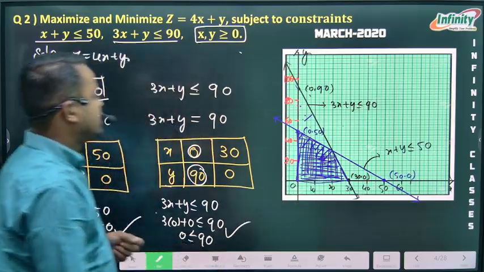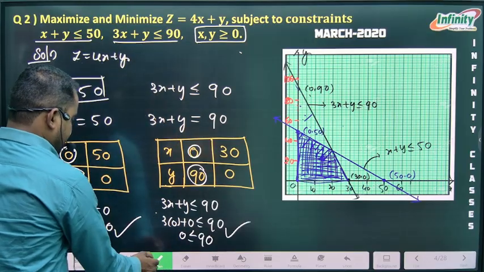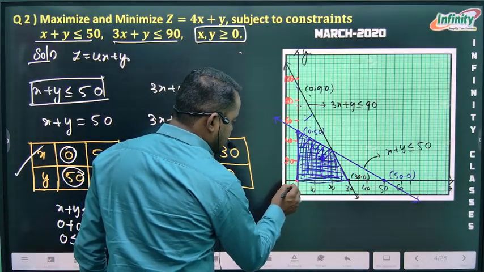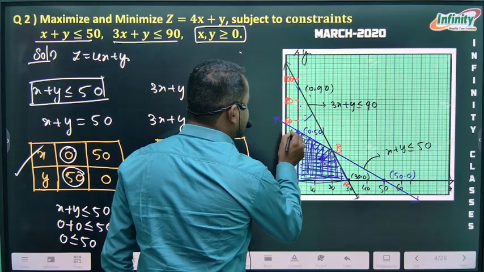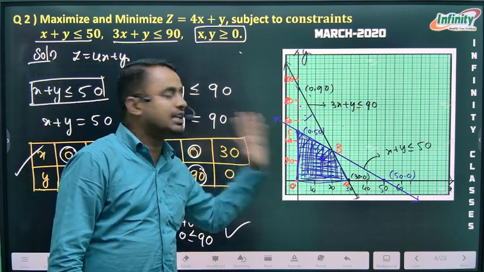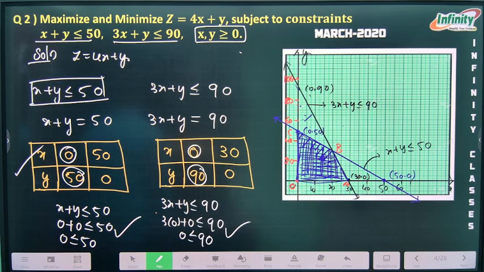So this is what we see here. Now we have to write: this is the origin O (0, 0), and this is A, and this is B, and this is C. These are the corner points O, A, B, C. O, A, B, C is what? Corner points. The shaded region. Yes, pause the video and note it down.